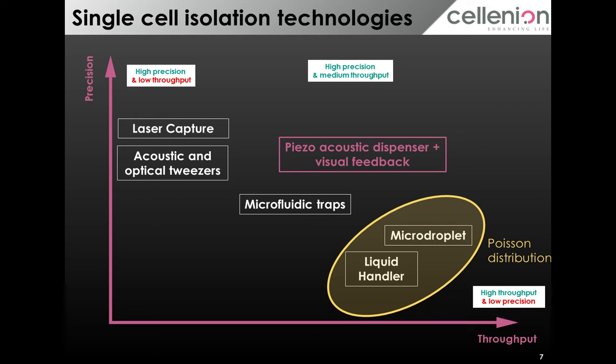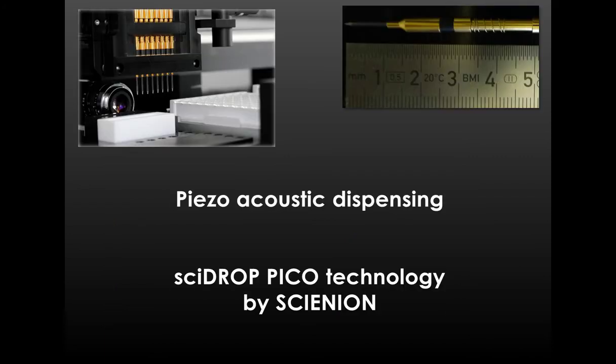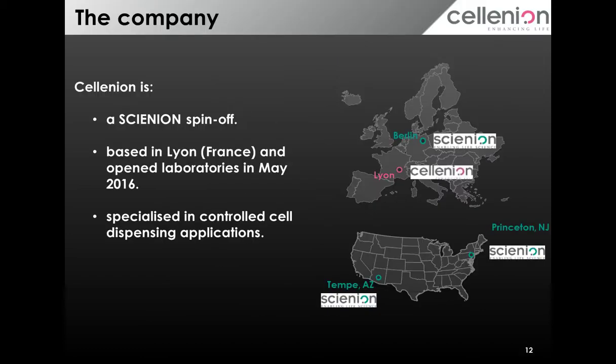Thank you, Guilhem. So to talk about the technology, piezo dispensing technology, I want to go back in time just a little bit. Cellenion is an actual daughter company of our parent SCIENION. And Cellenion is focusing on the single-cell applications, whereas SCIENION is based in Berlin and is focused on ultra-low drop precision dispensing for a variety of applications in both the diagnostic and the life science marketplace.